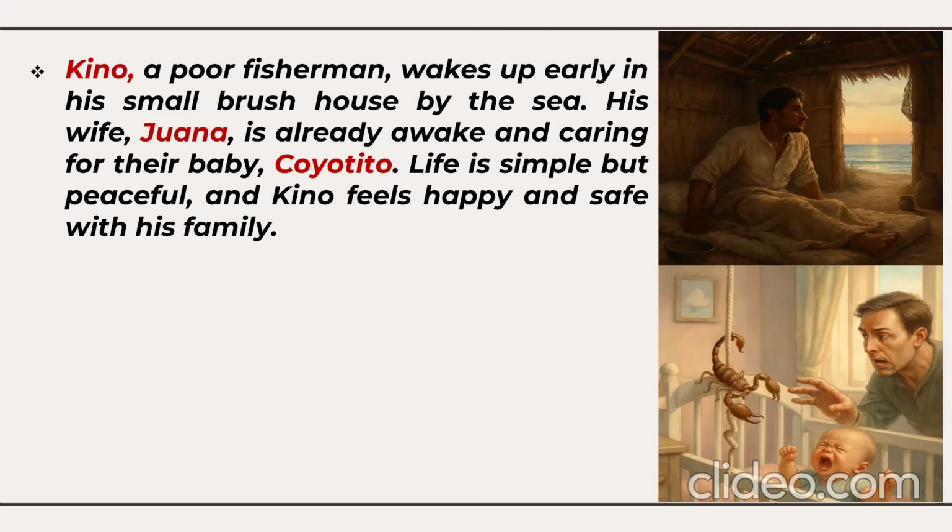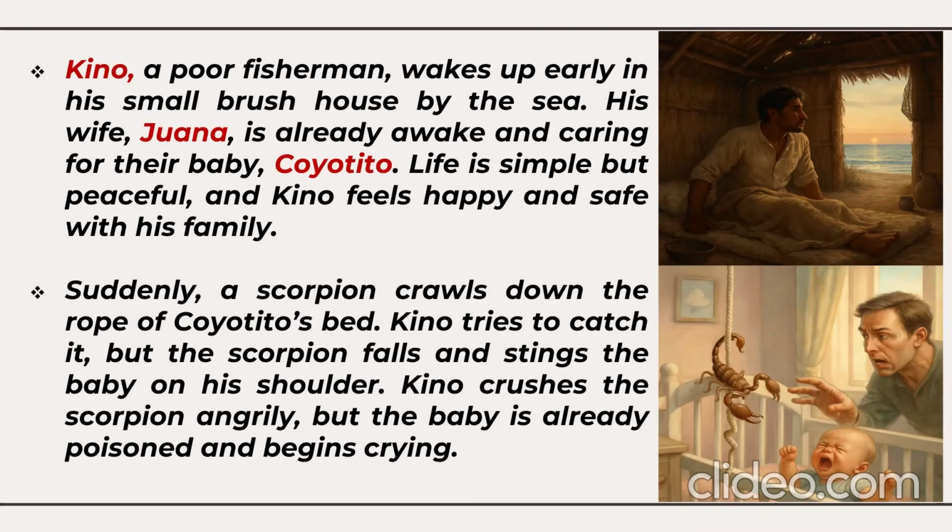Life is simple but very peaceful. Kino feels happy and safe with his family, so all is well so far. Suddenly, a scorpion crawls down the rope of Coyotito's bed, and Kino tries to catch it, but the scorpion falls and stings the baby on his shoulder. Coyotito is Kino's son.